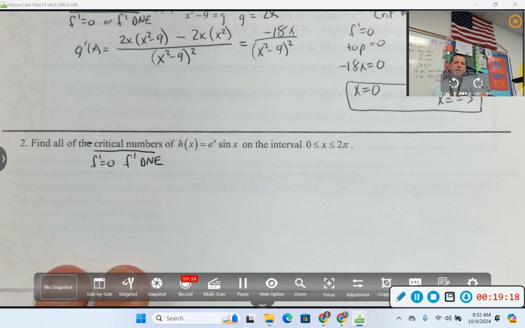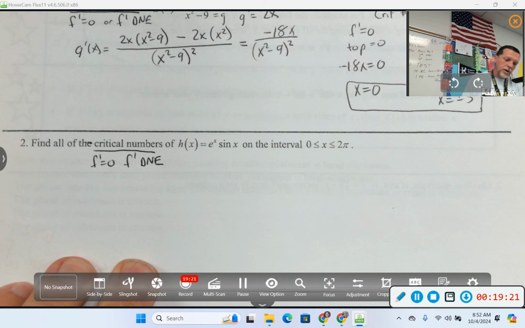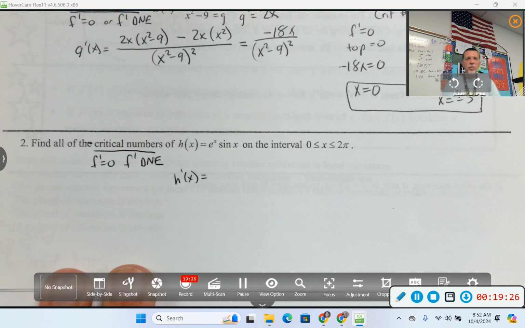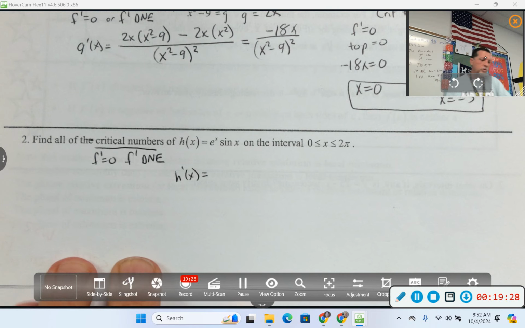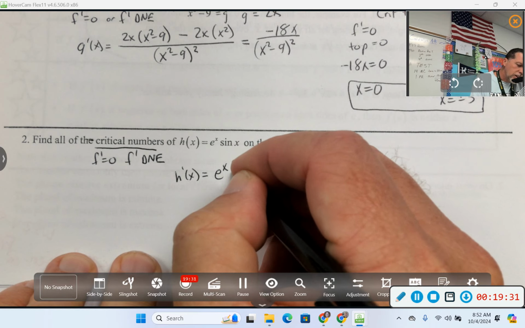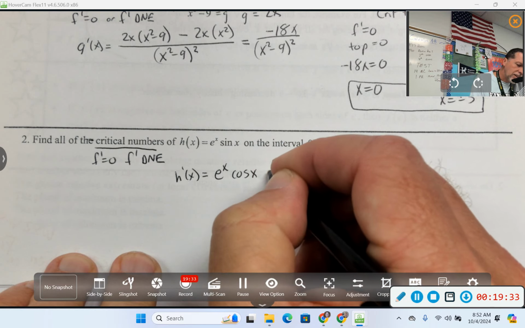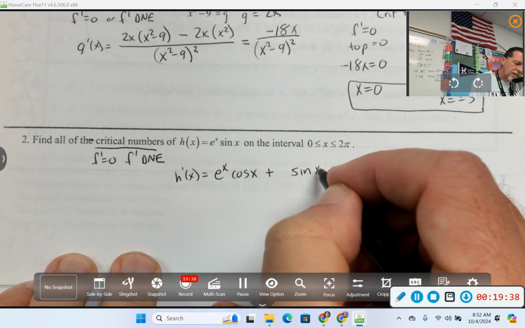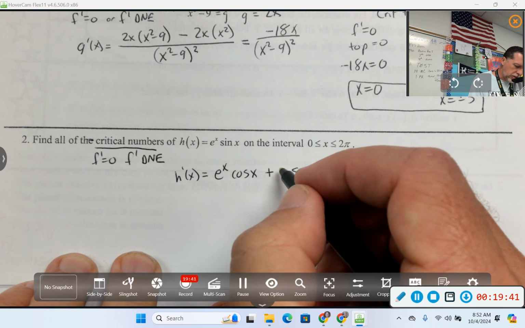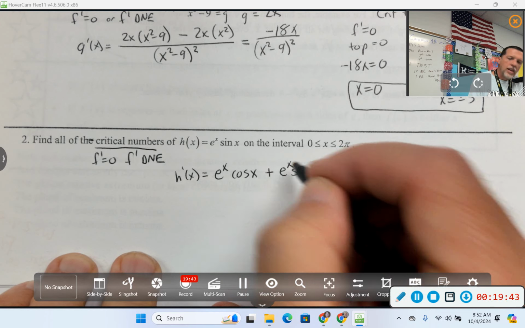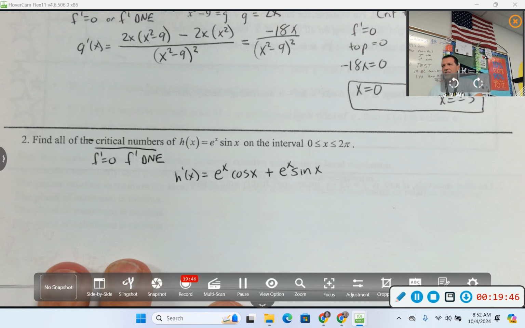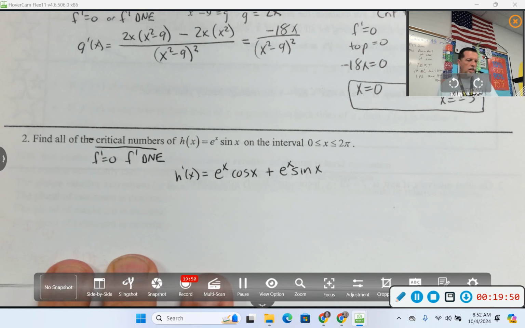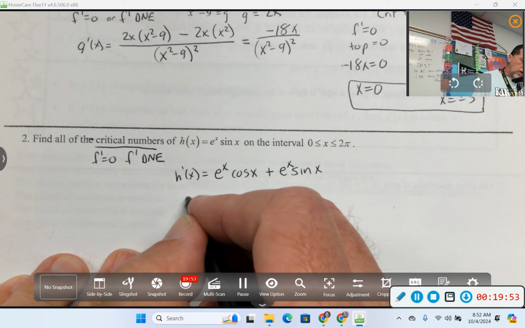H of x equals e to the x sine of x on 0 to 2 pi. Okay, so product rule. I usually don't write out the product rule. I'll just do first times derivative of the second plus second times derivative of the first. That one always feels weird because the derivative of e to the x is e to the x. So I want to know where that's 0.